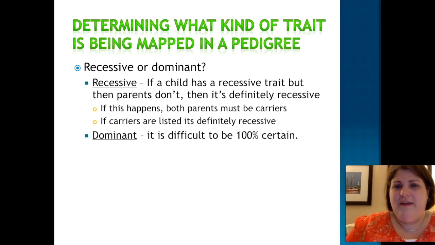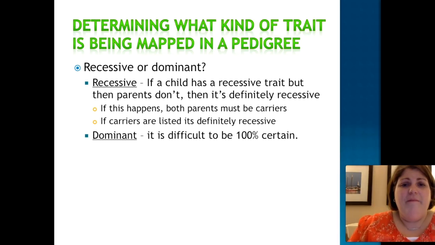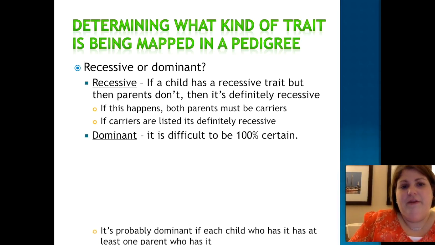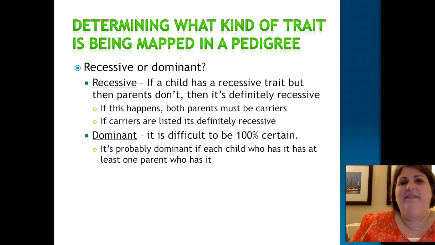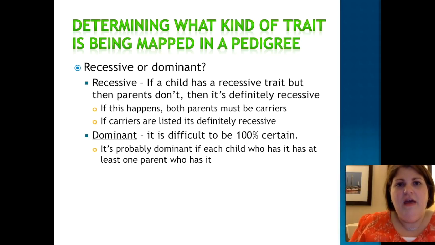Determining 100% positively that a pedigree is showing a dominant trait is much trickier. That's because with homozygous dominance, you never know for sure that there isn't a heterozygous in there that's just not showing up. But there are a couple clues that help us determine that, maybe it is a dominant pedigree. The first one is it's probably dominant if every child has at least one parent that has it. This is especially true for bigger pedigrees. Then you're less likely to see that situation where the parents have one thing and the kids have something completely different.